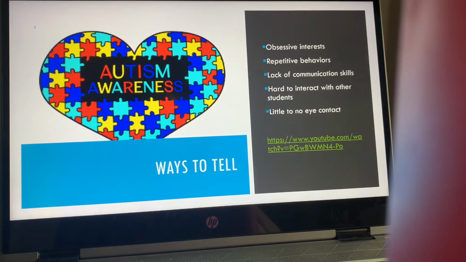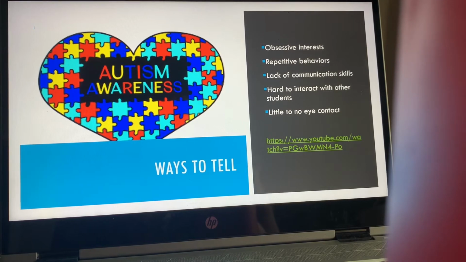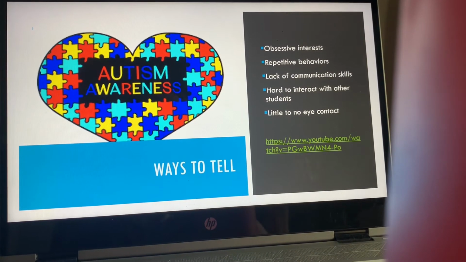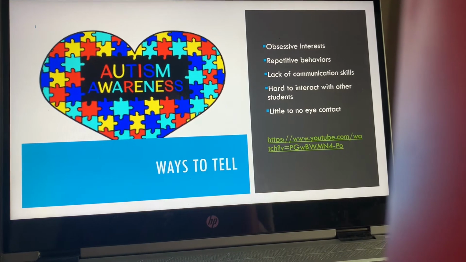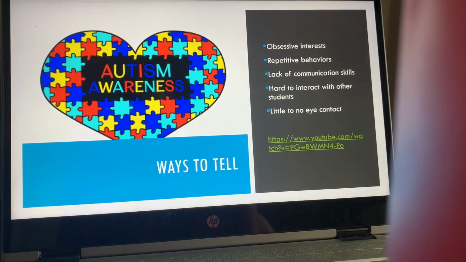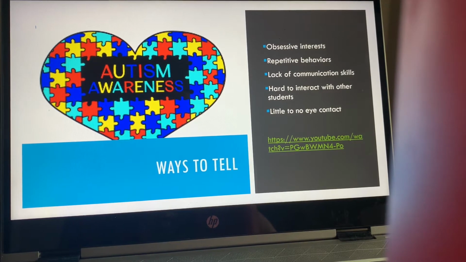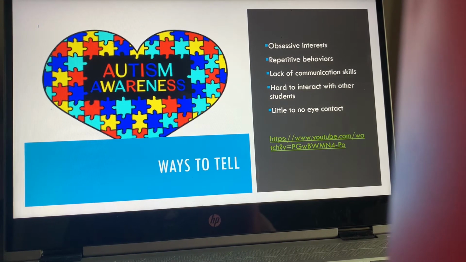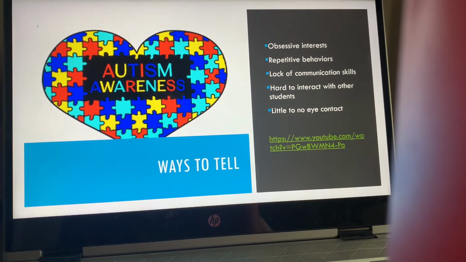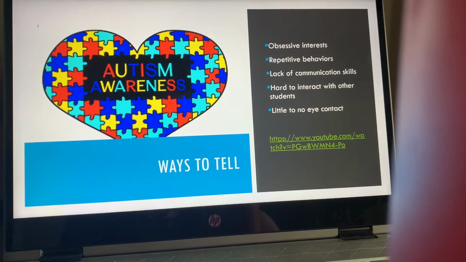So we just have to know in our heads as teachers that they probably have a lot of opinions and ideas in their head. It's just hard for them to verbalize that to us. It's also hard for them to interact with other students because of the lack of communication skills, and they do have tendencies to lash out every now and then, so it is harder for them to interact. They also have little to no eye contact, and that is just another symptom of it.